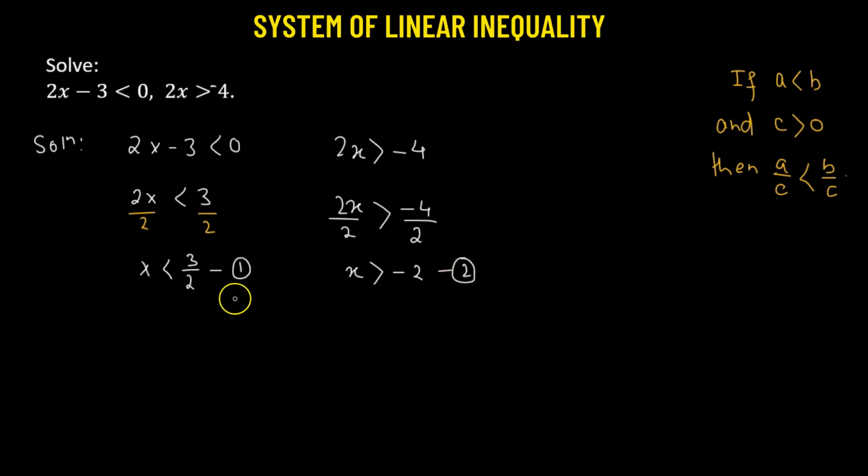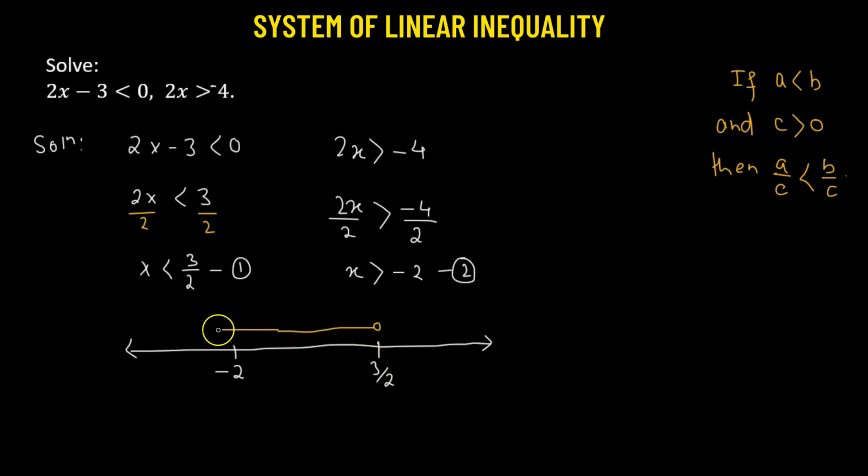Now we'll try to find a common solution because it's a system of linear inequalities. For this, we will consider a number line, the real number line. On it, we will consider 2 points, x equals negative 2 and x equals 3 over 2. So from number 1 here, we have x less than 3 over 2. This means that we have to consider all the values of x, excluding x equals 3 over 2, and it should be less than 3 over 2, meaning the solution is going to lie to the left of 3 over 2.